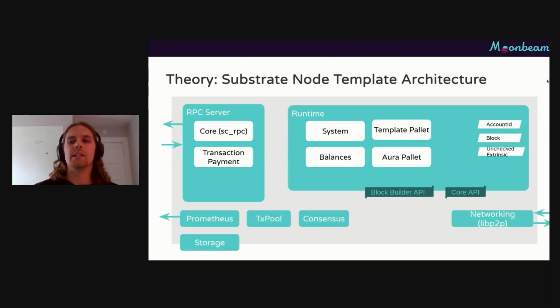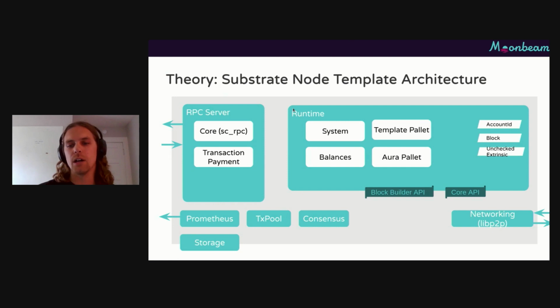So this is how I like to depict the architecture of a Substrate node. There are many parts. Each one is represented by a box. So you can think of the transaction pool, your consensus, this Prometheus thing that gives you metrics. You can think of an RPC server where you can send in data like transactions or get data out like storage information. And then there's the famous runtime.